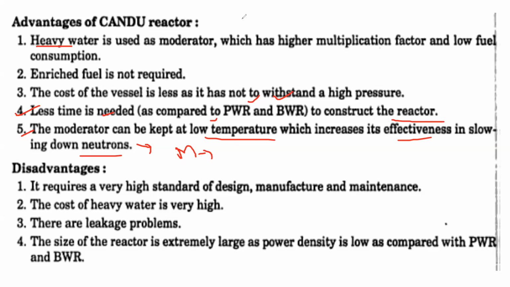Now the next is the disadvantages. The first disadvantage is that it requires a very high standard of design, manufacture and maintenance. Why? Because its reactor vessel contains a number of pressure tubes. To maintain the pressure and temperature of these pressure tubes, we use different types of pressure tubes. So to maintain this, we require a very high standard of design.